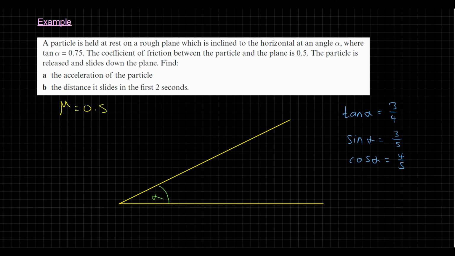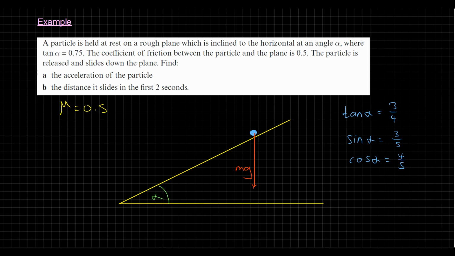Okay, this particle, it's released. So remember, released means it starts at rest and it slides down the plane. What's the acceleration? Okay, so the first part doesn't need SUVAT. First part is more about considering the force diagram. So let's draw that. The weight of this thing, do we know the weight? We don't, so it must just be mg, I suppose.